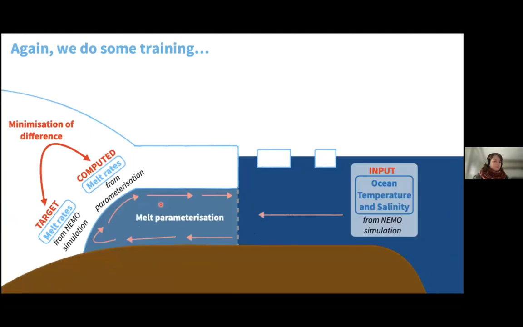So again, we do some training, same as before. We give it data from NEMO. It trains, so here is the neural network, and then it computes a melt rate, compares it to the target, and then adjusts its weights until the difference is as small as possible.